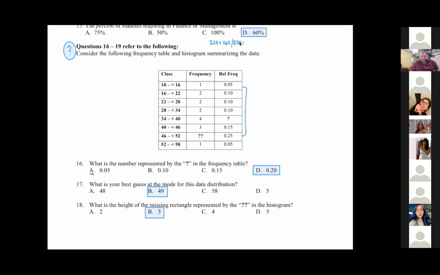Well, yeah, the frequencies have to add to 100%. So 0.25, 0.3, 0.45... it should be 0.2. Yeah, okay.